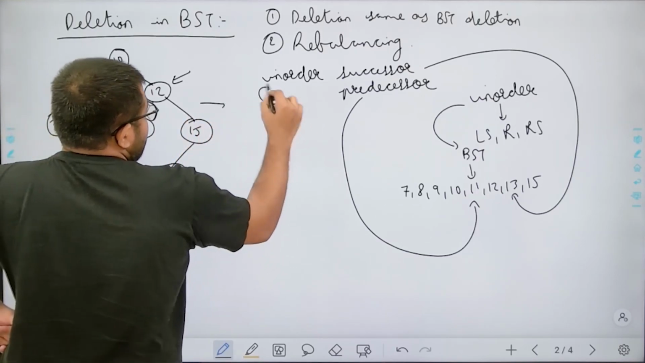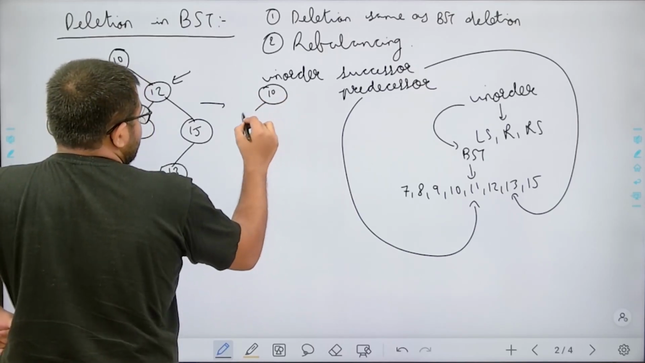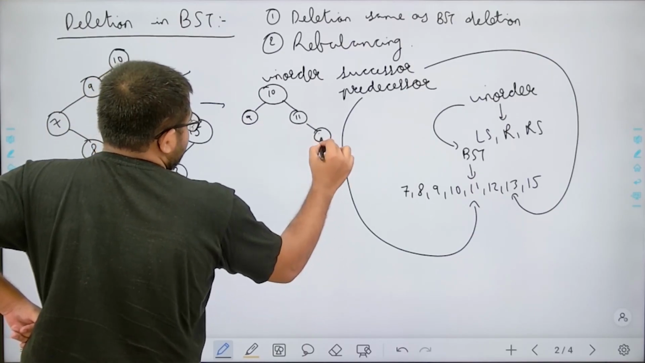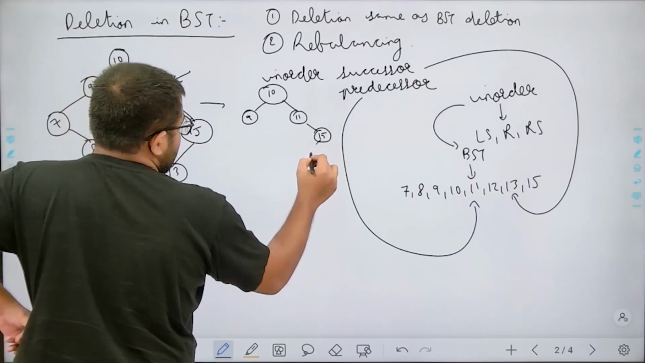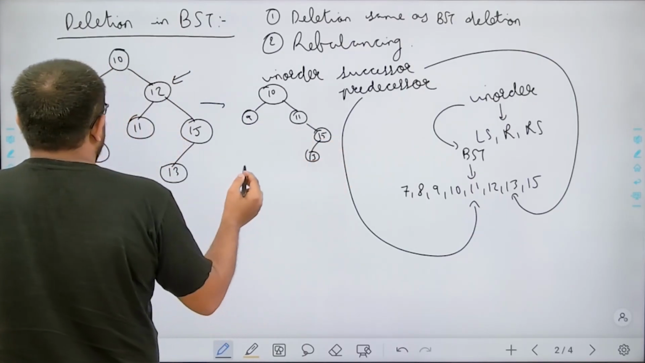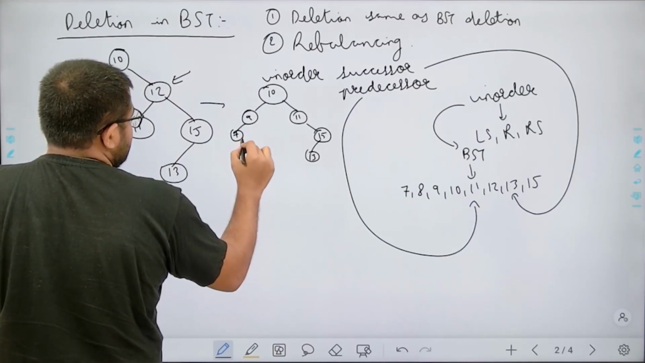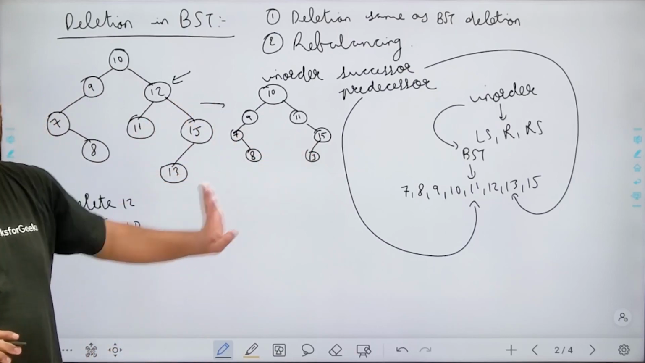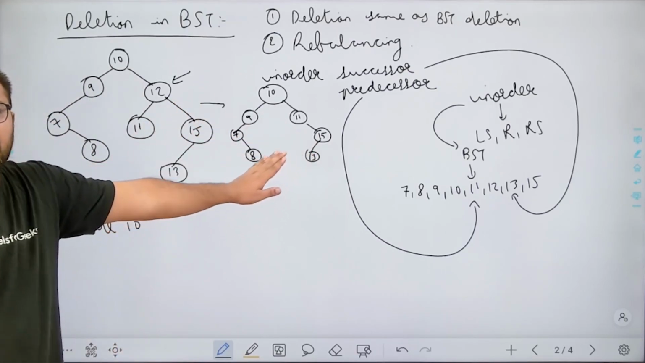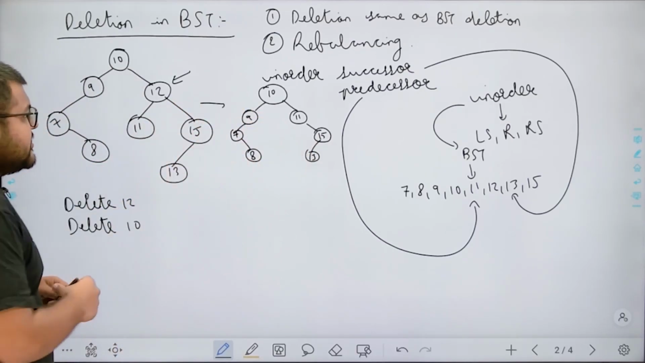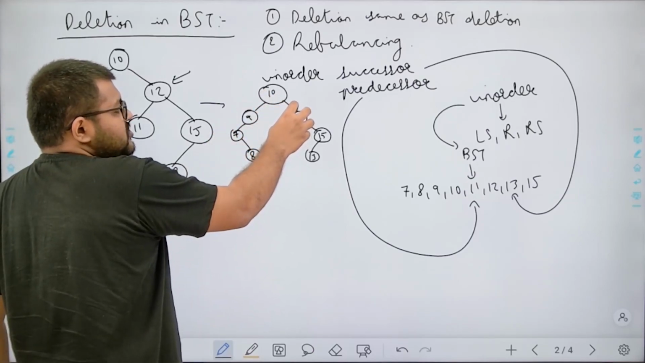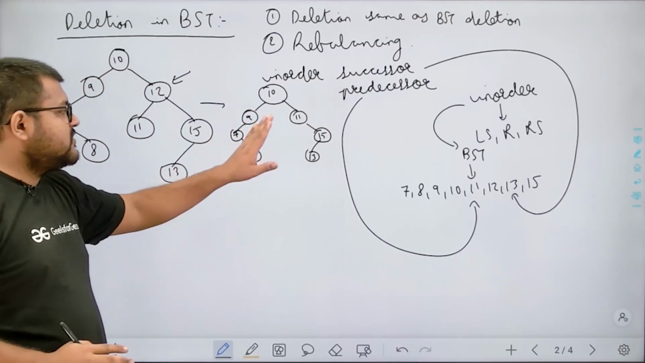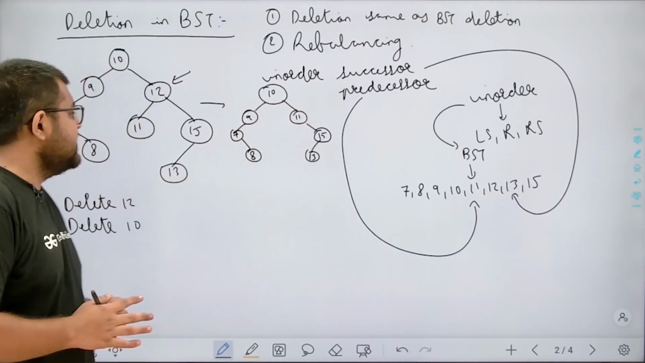So what I'll get? I'll get 10, I'll get 9, I'll get 11, I'll get 15, I'll get 13, right? And this 7 and 8 would remain as it is, right? And 12 would come here, but as it would be the leaf node, I'll delete it. Is this still a binary search tree? Yes. That's why we replace the value which is to be deleted with its in order successor or predecessor, because it still maintains the property of a binary search tree.